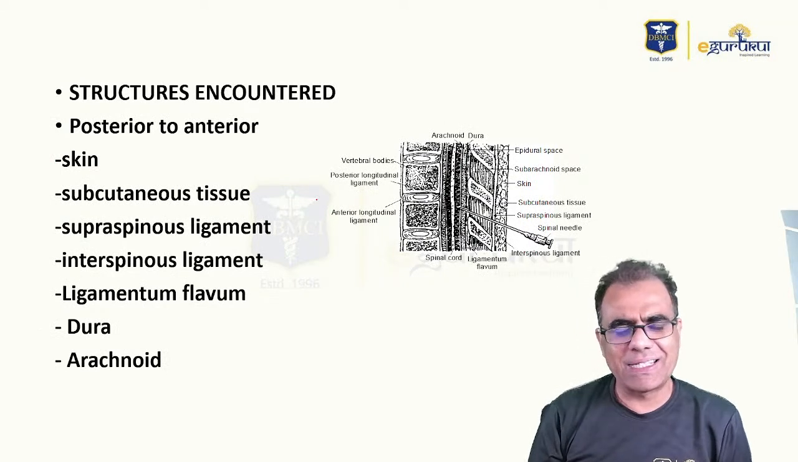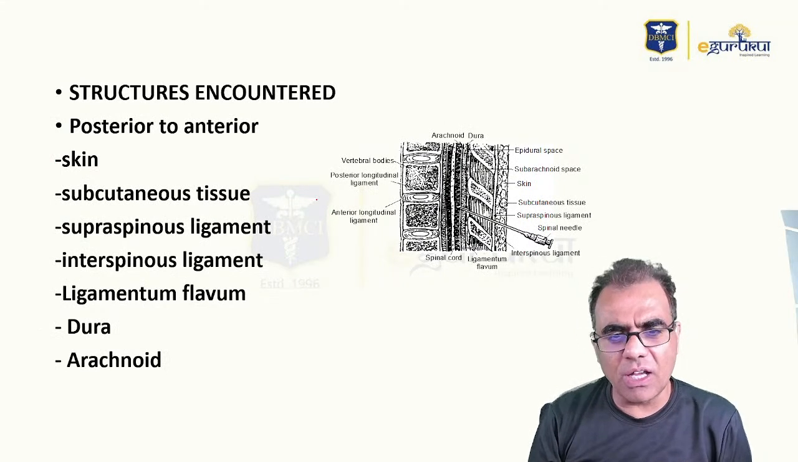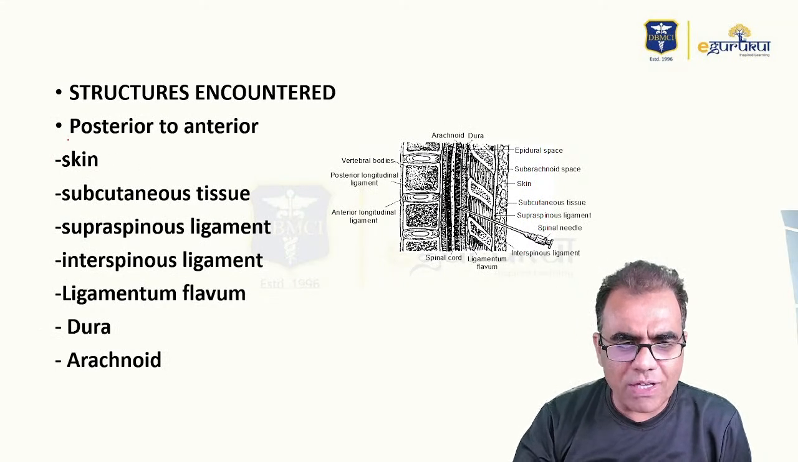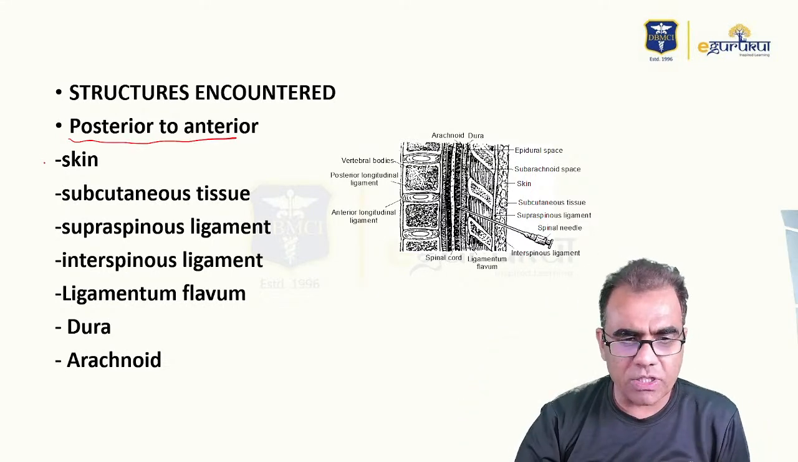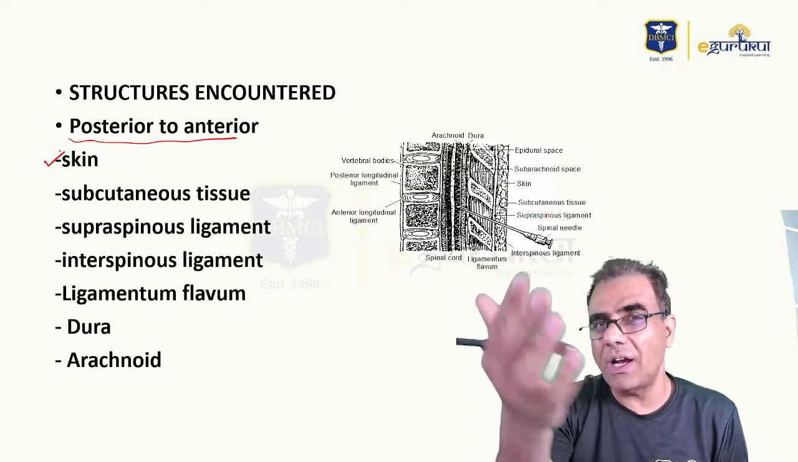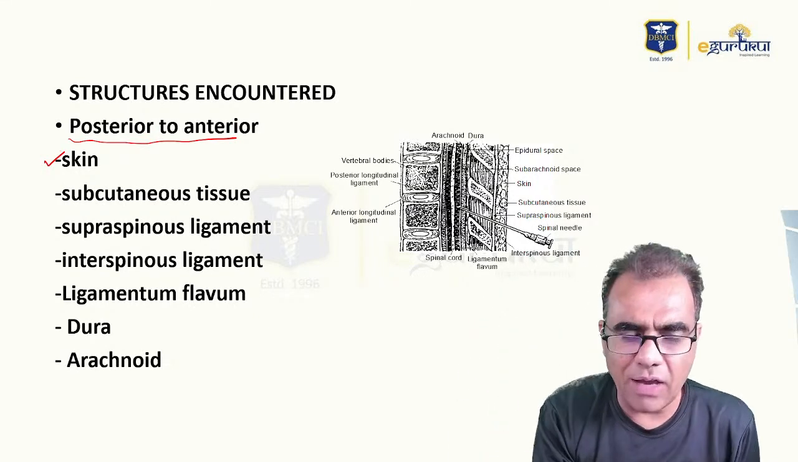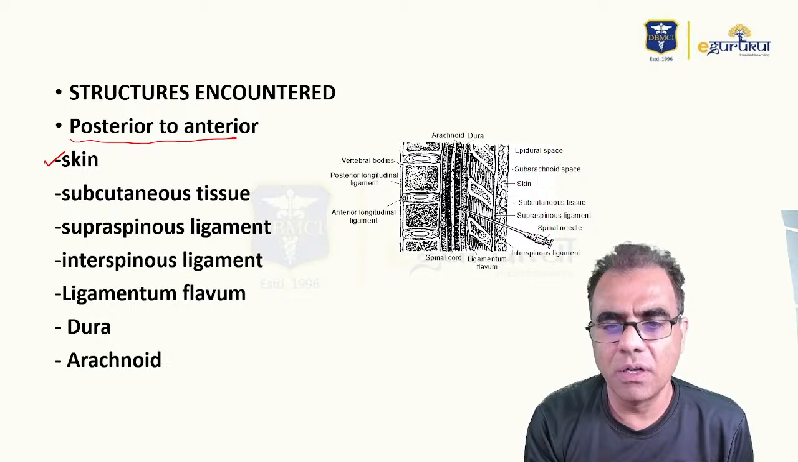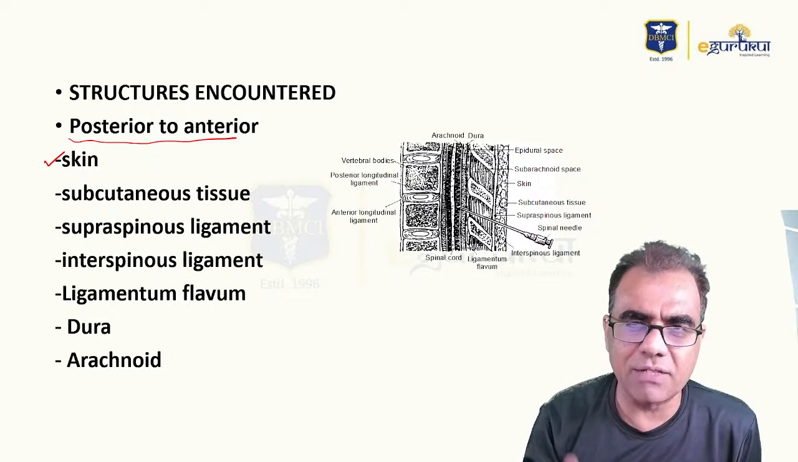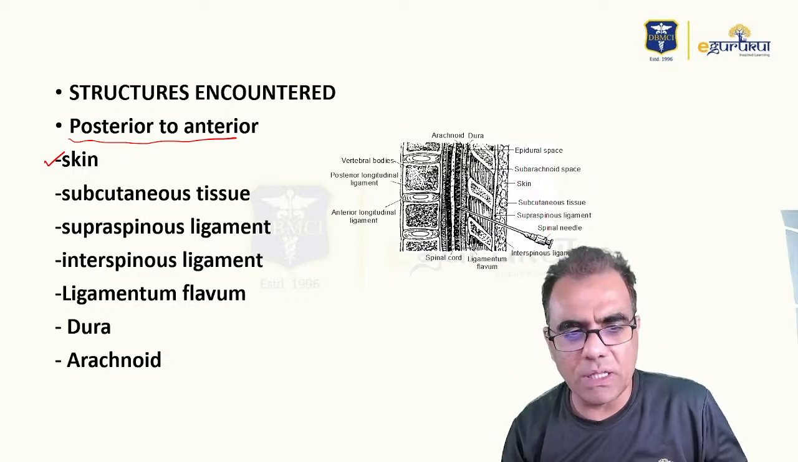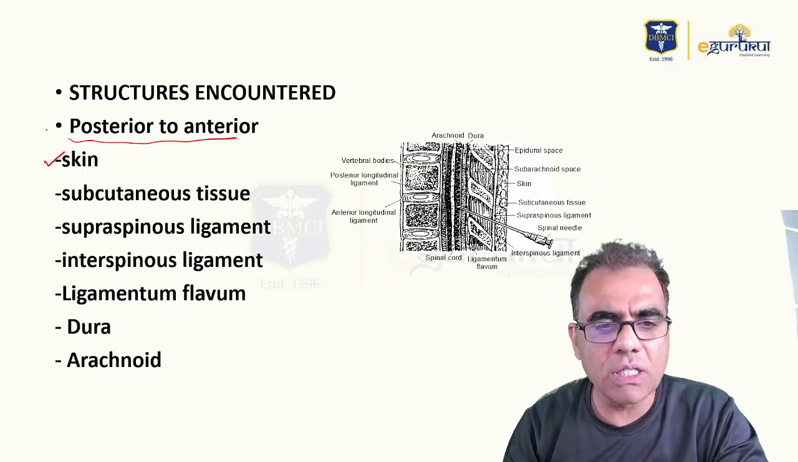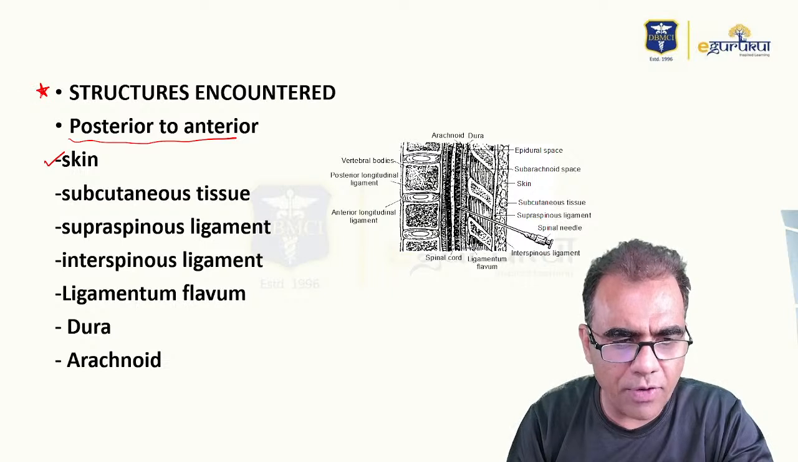Then what are the structures encountered when you are giving spinal anesthesia? You are obviously entering from posterior to anterior. So the first to be encountered will be skin. This is very frequently asked in your exams, FMG, I would say one of the most favorite questions. At least 3-4 times they have asked about the structures you are going to encounter, in one way or another. So first to encounter is skin. It is very important from your FMG point of view.